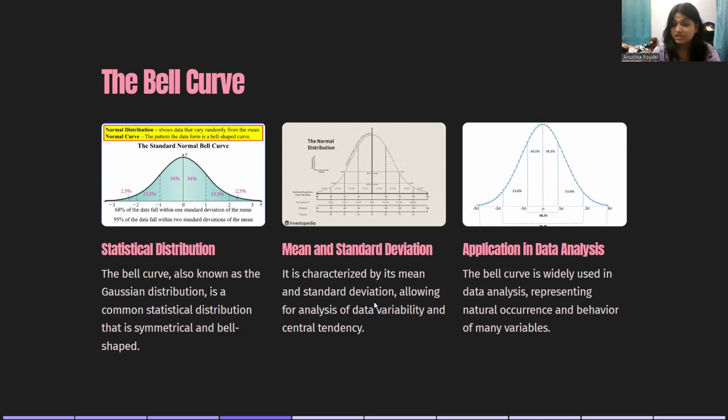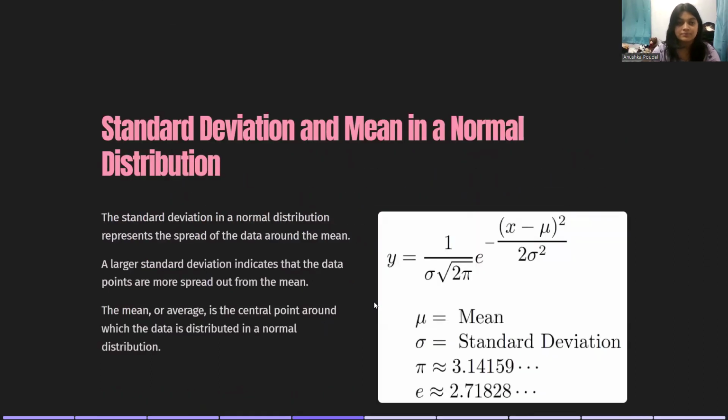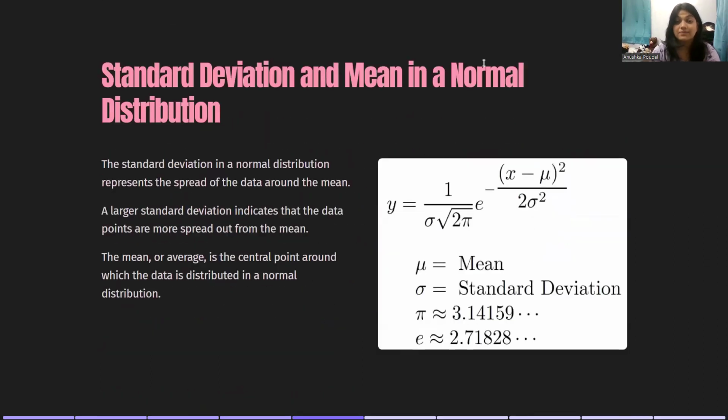We have application in data analytics, which is one of the most emerging topics, as analyzing data is the requirement of the new generation because it generates hundreds and thousands of data per second. Application in data analytics. The bell curve is widely used in data analysis, representing natural occurrence and behavior of many variables. Standard deviation and mean in a normal distribution.